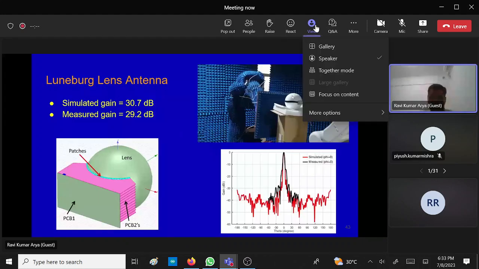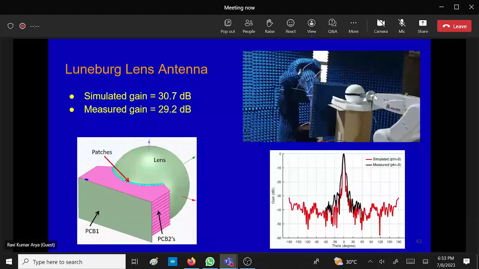So what we have here is that we simulated and we measured the lens, and these are the simulated as well as the measured gain values that we get. We are quite close.